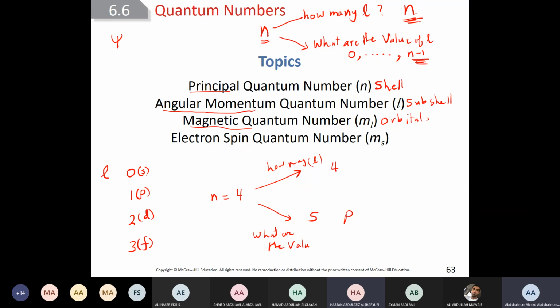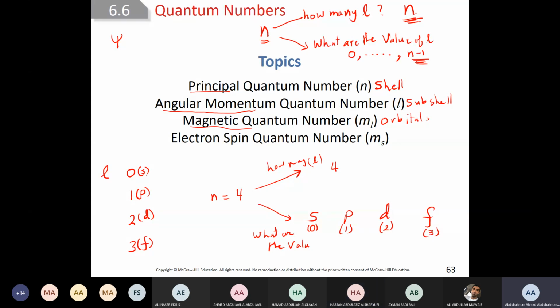Or what's the name, not value? S, P, D, F. Clear? Instead of SPDF, let's have also the number. What's the number for S? 0. What's P? 1. For D? 2. For F? 3. Keep this in mind all the time.